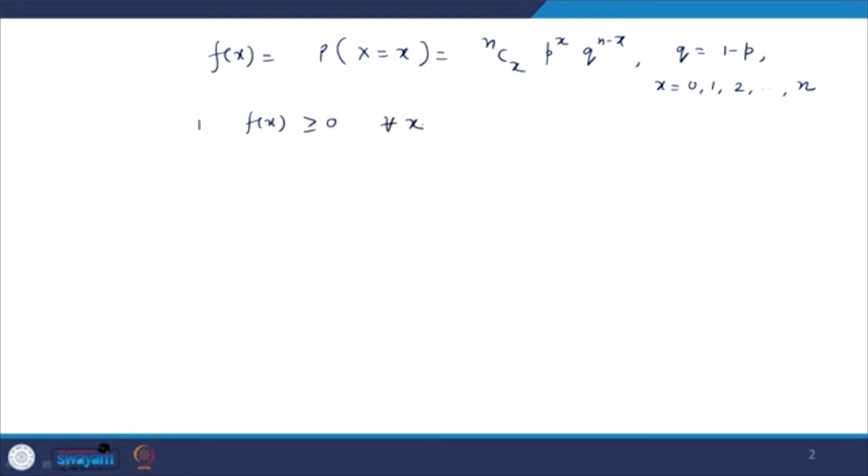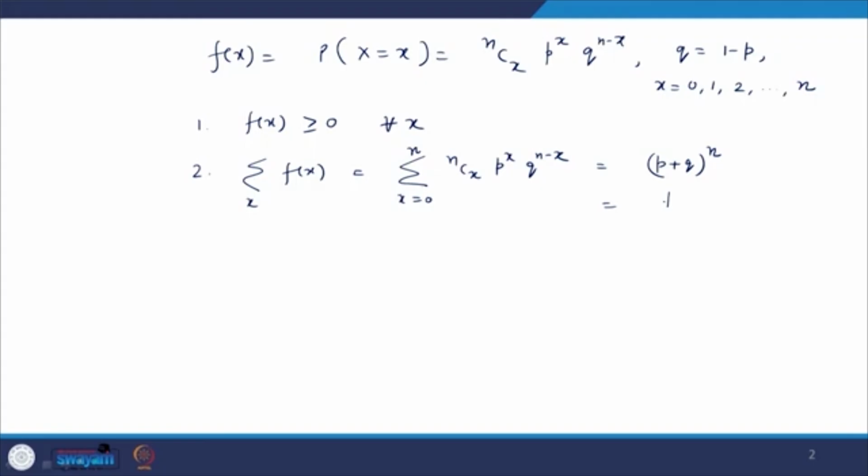Now, if you see the sum of all f(x) for x, if you calculate this, it should be 1 if it is a distribution function. So, let us see. It is nCx p raised to power x q raised to power n minus x, and x is varying from 0 to n. So, it is nothing but (p plus q) whole raised to power n, as per the binomial theorem, and p plus q is 1. So, 1 raised to power n is 1. So, for the discrete case it is a PMF.